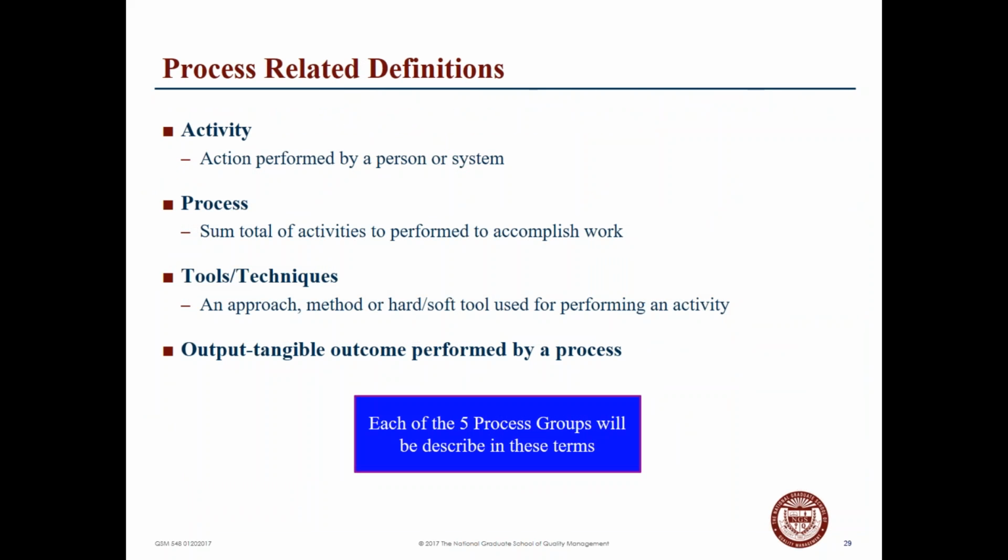So some of the process-related definitions. An activity is an action performed by a person or a system. A process is a sum of activities that are performed to accomplish work. Tools and techniques: what's the methodology to perform an activity? And what is the tangible outcome performed by the process? And each of the groups will be defined in these terms.